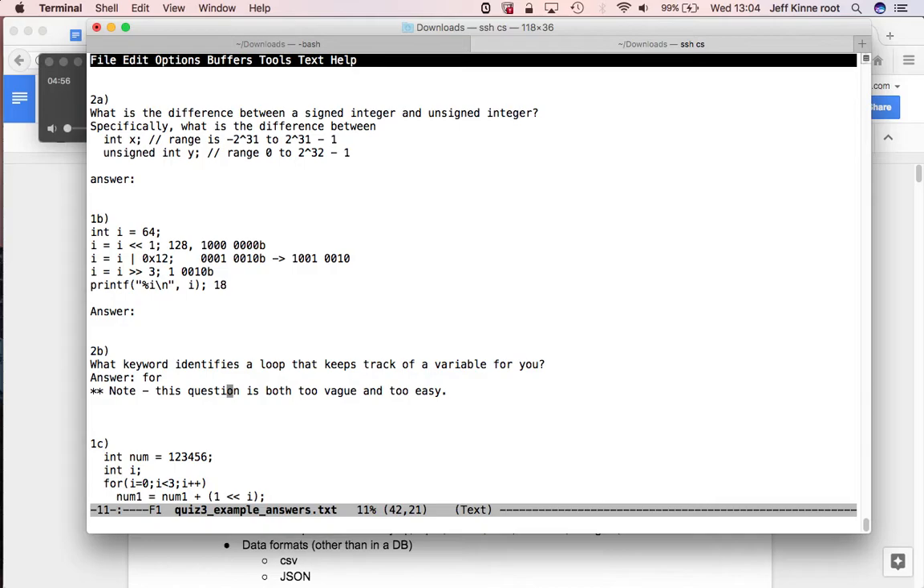All right. What keyword identifies a loop that keeps track of a variable for you? That is not a good question. We'll skip it.